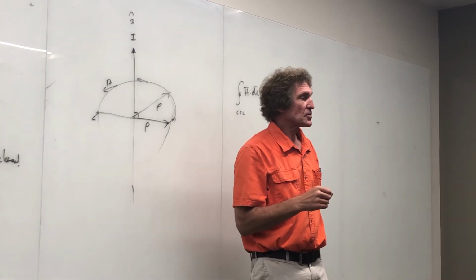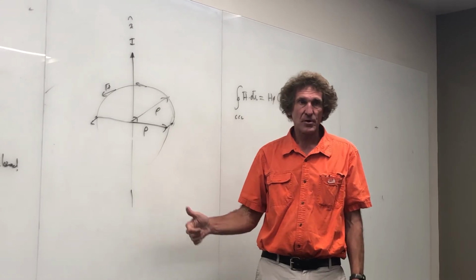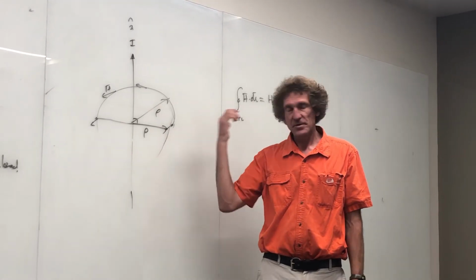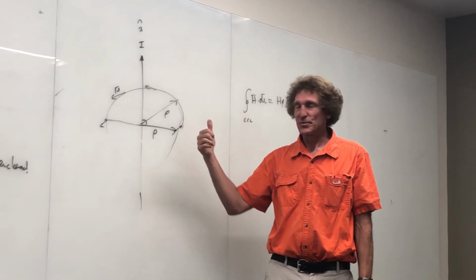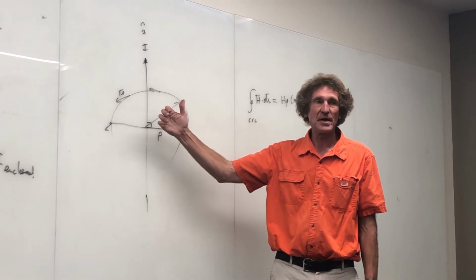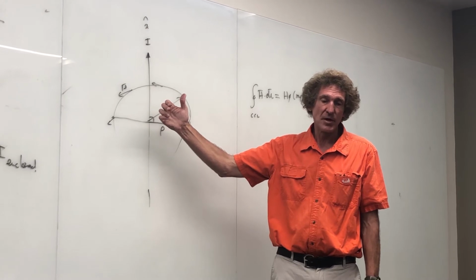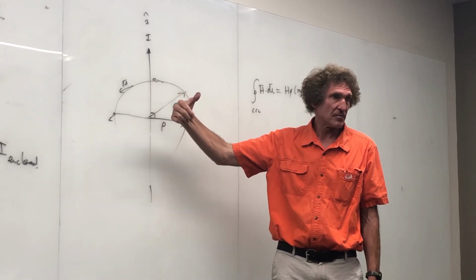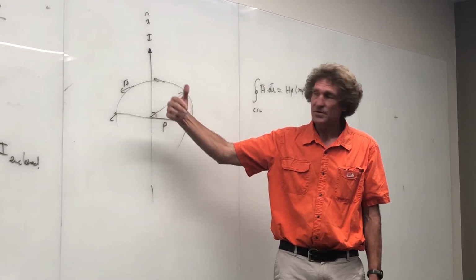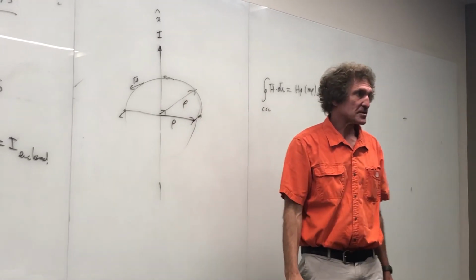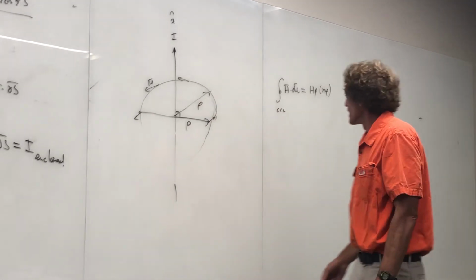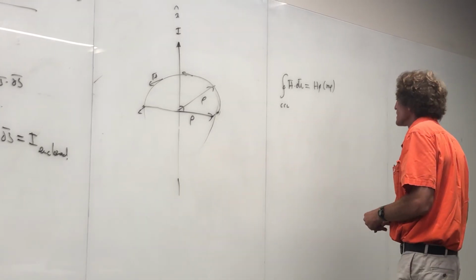The way you always get the direction of an H field from currents is you take your right hand, put your thumb in the direction of the current, and your fingers will point in the direction of the H field, as if you're turning a door handle in this direction. Follow me? So your fingers are pointing that way. That's the direction of the H field. So that's 2 pi times rho.